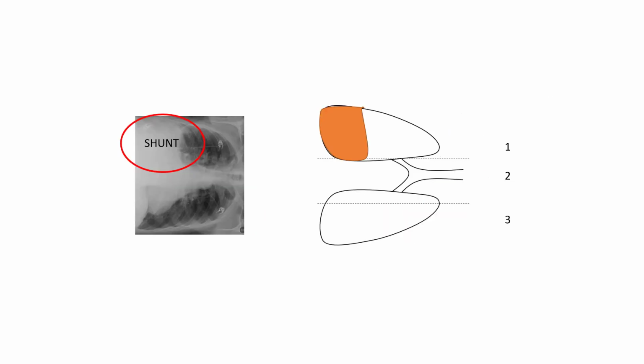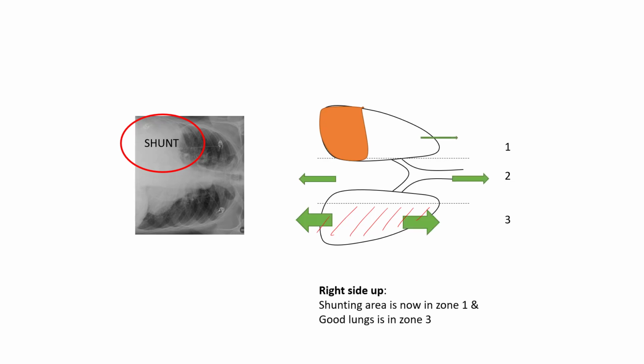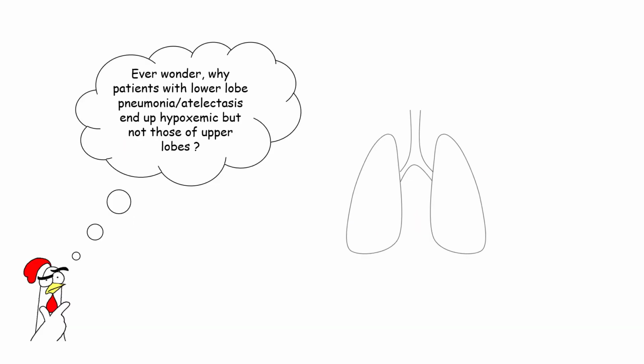If you put this patient on the left side down, you have put the good lung in the zone 3 physiology, and the amount of area where oxygen exchange can happen increases by a lot. So using this knowledge of putting the shunt in zone 1 can help you oxygenate your patient better.